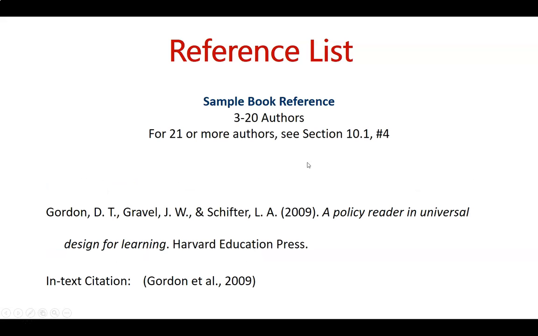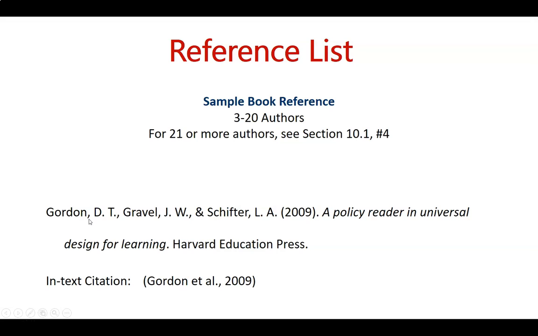A new feature in the 7th edition is that you can have up to 20 authors shown within a reference. It used to be fewer than that. So we're going to look at what you would use if you have between 3 and 20 authors. If you have 21 or more, I'm going to refer you to the APA Manual section 10.1 and look at example number 4. We can see here we have 1, 2, 3 authors.